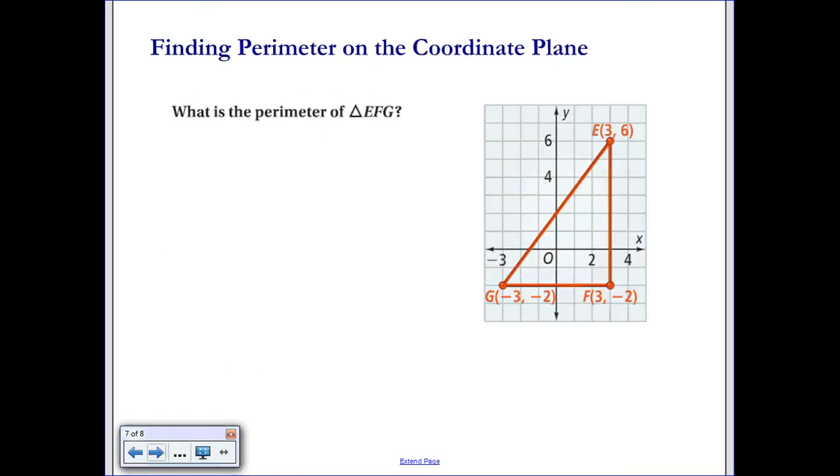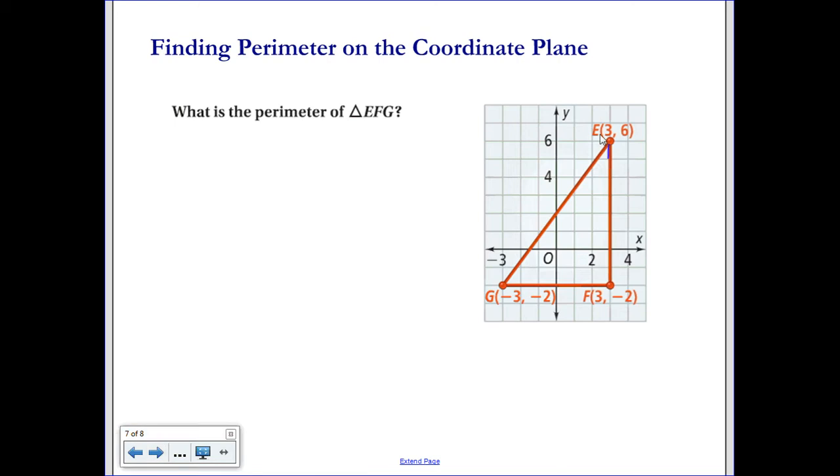Let's apply it. So we've got a triangle here. Can we find the perimeter of this triangle? We've practiced perimeter before. It means the total length all the way around a shape. And length means distance. Distance means length. So we want to see if we can find our 3 distances. Now, the horizontal and vertical distance is real easy. You can just count them.